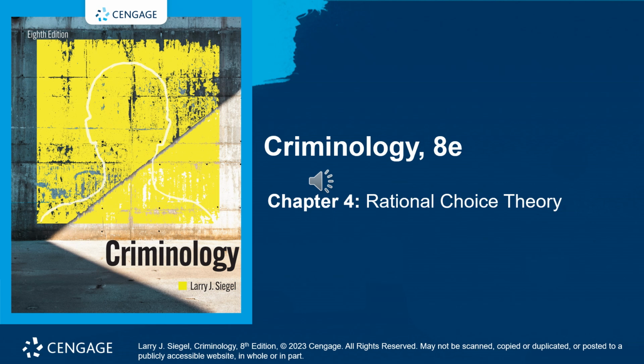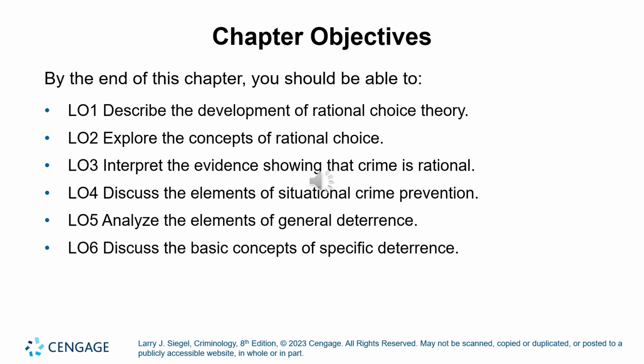Welcome to Chapter 4, Rational Choice Theory. By the end of this chapter, you should be able to understand several key ideas about rational choice theory and criminology. First, you'll be able to describe how rational choice theory developed over time and what thinkers influenced it. Second, we'll explore the main concepts behind rational choice, essentially how people weigh cost and benefits before acting.